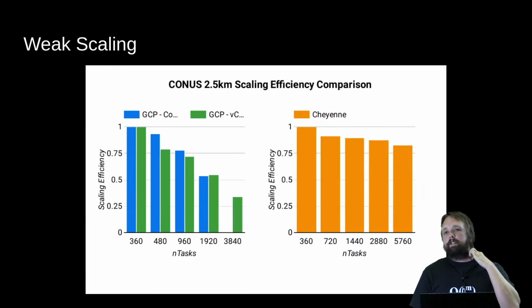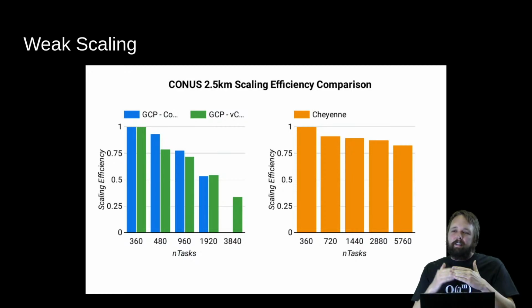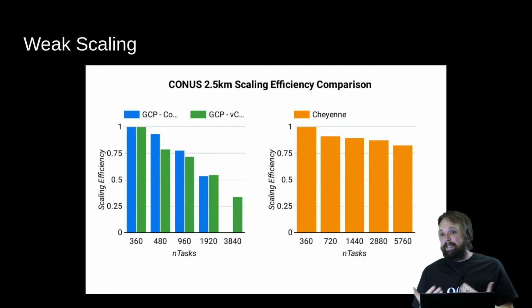So let's take a look at scaling efficiency. Remember, the idea of scaling efficiency is that if I double the number of MPI ranks, or double the amount of resources I'm throwing at a problem, I should get a factor of 2 increase in performance. Everything less than that is what I'm calculating as scaling efficiency. So 100% scaling efficiency would mean that basically all the MPI overhead is being hidden somehow, and I'm doing great. On Cheyenne, by the time we get to 5760 ranks, we're at about 80% scaling efficiency. On GCP, by the time we get to about 3840, we're just hovering above the 30% mark. So again, there are still some networking issues that need to be worked out here.